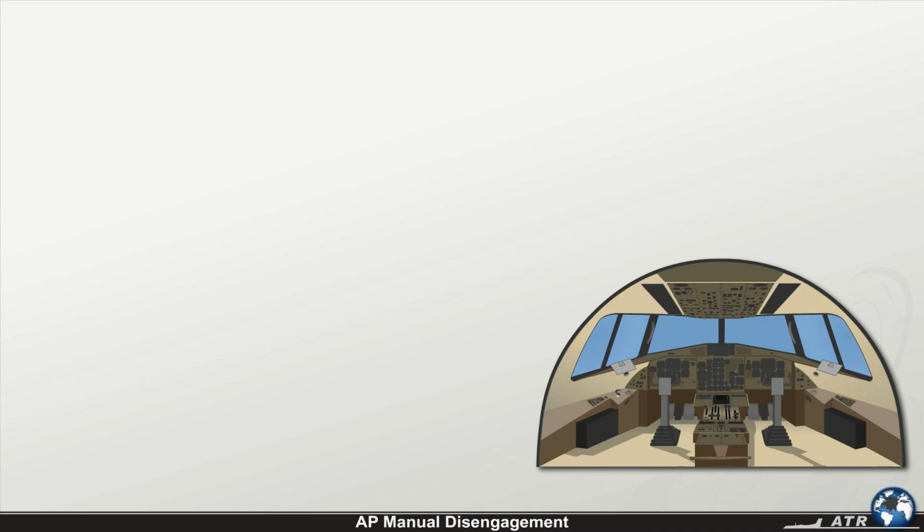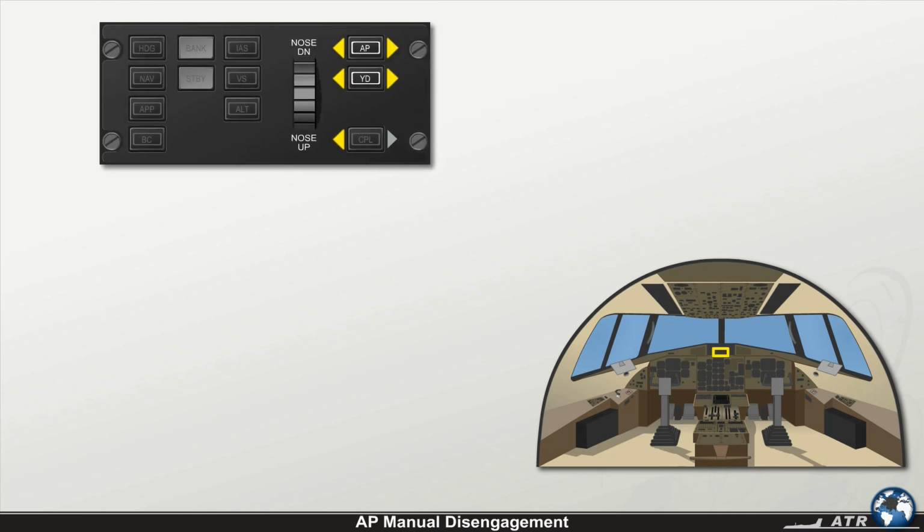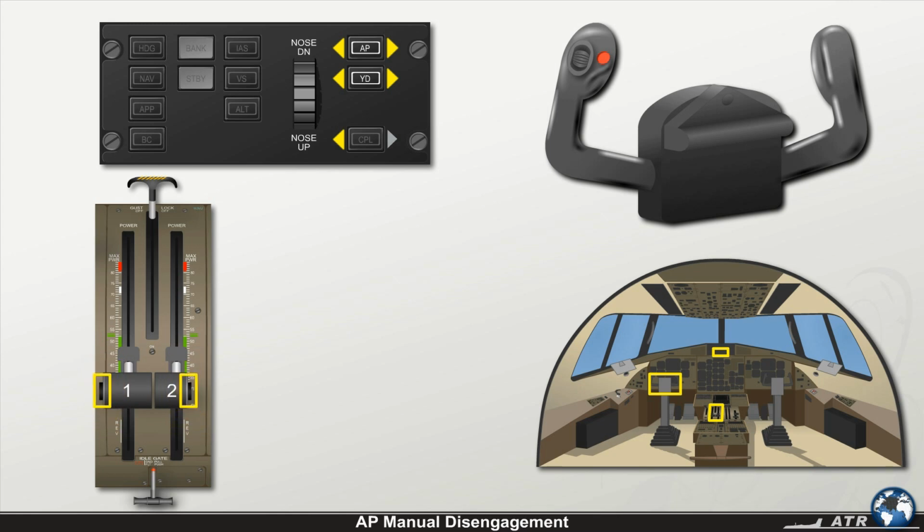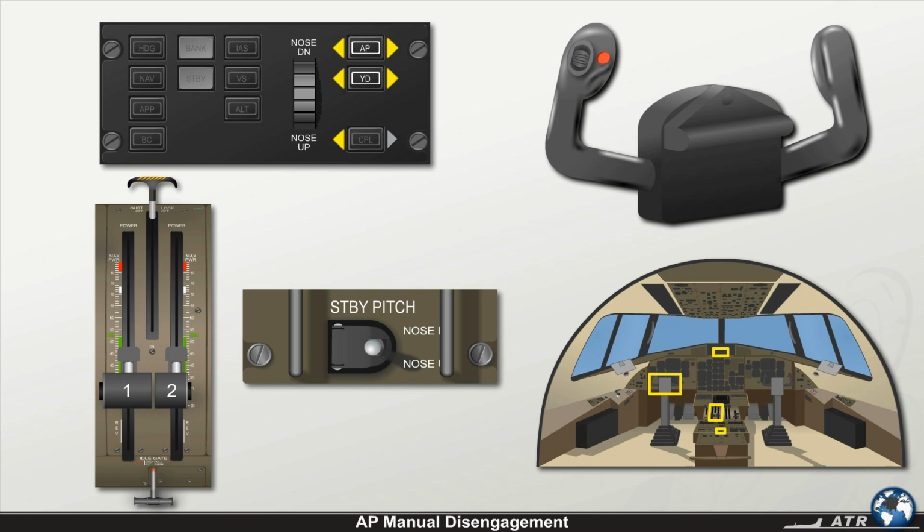When the autopilot is manually disengaged via the autopilot push button on the automatic flight control system control panel, the quick disconnect push button on the control wheel, the go-around push buttons, the normal or the standby pitch trim, or by an effort on the control column pitch axis, the following will happen.